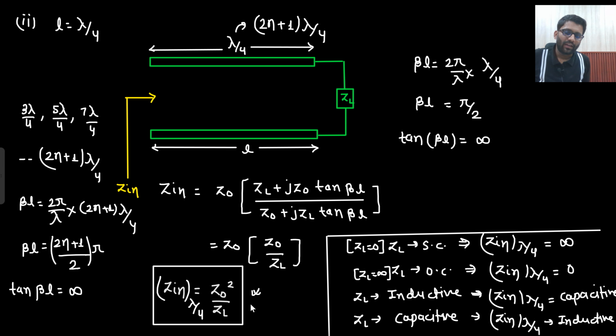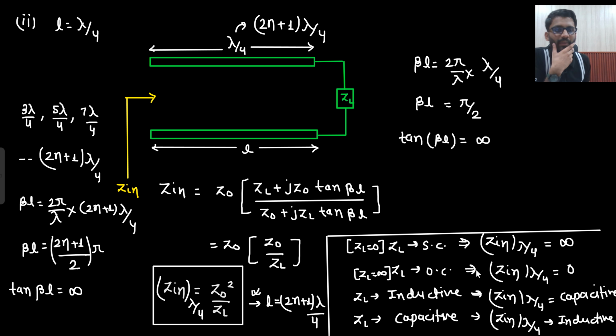So for any length equal to (2n+1) lambda by 4, any odd multiple of lambda by 4. Is that clear to you or not? Okay. So input impedance for any odd multiple of lambda by 4 line is equal to Z naught square by ZL. Always there will be inversion.